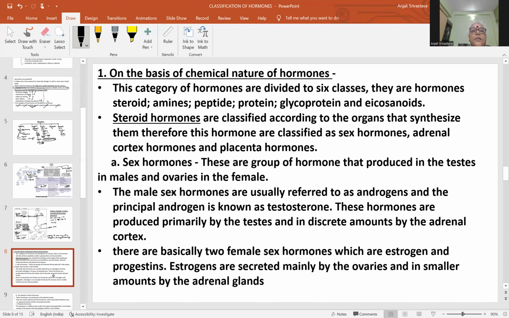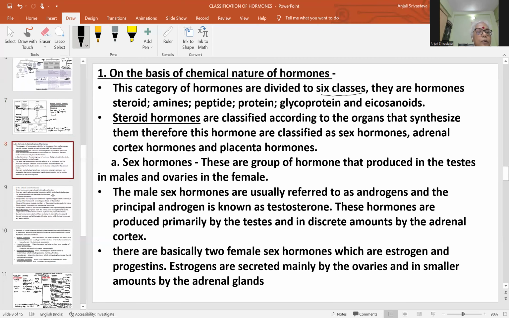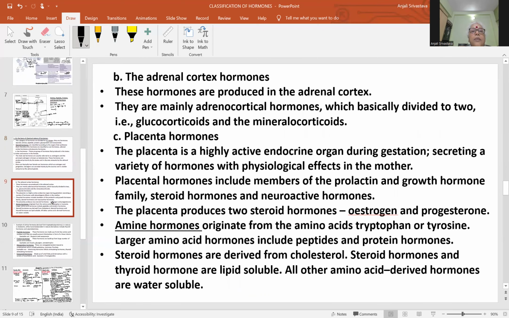This is a more explanatory view of which hormones come under each chemical nature. This category is divided into 6 classes. On the basis of chemical nature, hormones can be divided into 6 or 5 classes, that we have seen: steroid, amine, peptide, protein, glycoprotein, and eicosanoids. The names of the hormones are now written in these slides. You can go through these slides for the names of the hormones.